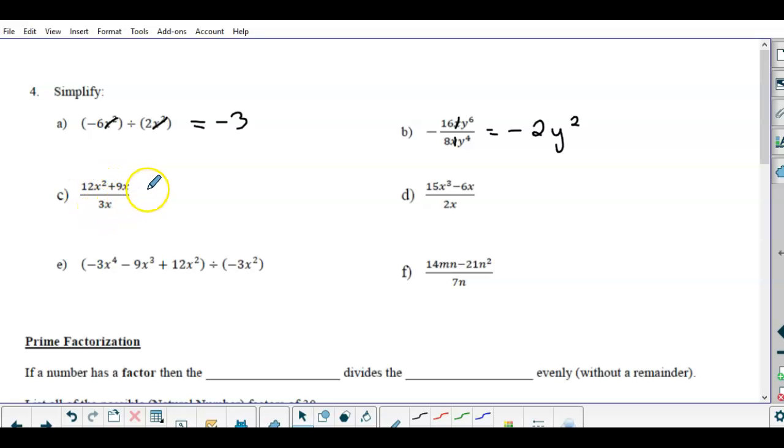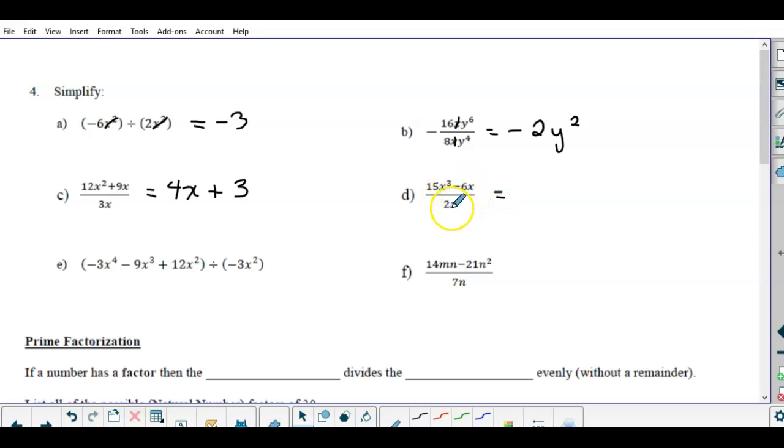Now, divide each term by 3x. So 12 divided by 3 is 4. x squared divided by x is x. So that's going to be 4x. Positive divided by positive, so that's going to be plus. And the x's divide out. 9 divided by 3 is 3.